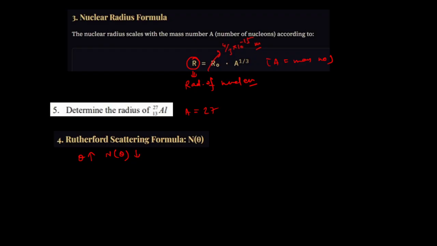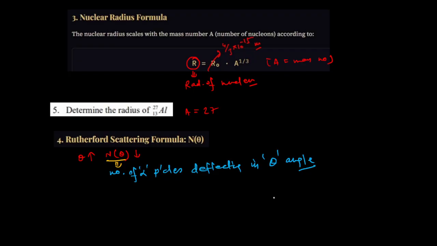So can you write that down below that? What theta and n theta represent, please? Theta is the angle of deflection. I have already read that during the experiment, right? And let's say n theta is the number of alpha particles deflecting at theta angle. Is it clear to you?